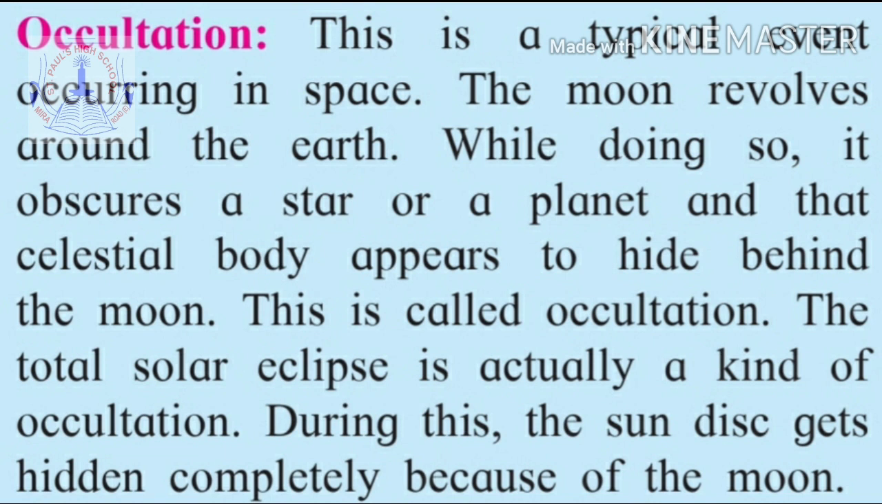Occultation is a typical event occurring in space. The moon revolves around the earth. While doing so, it obscures a star or a planet and that celestial body appears to hide behind the moon. This is called occultation. The total solar eclipse is also a type of an occultation.